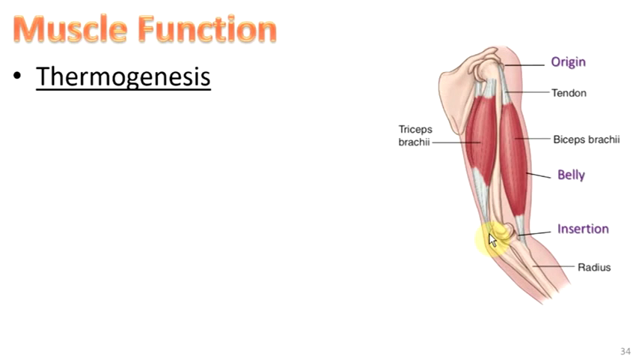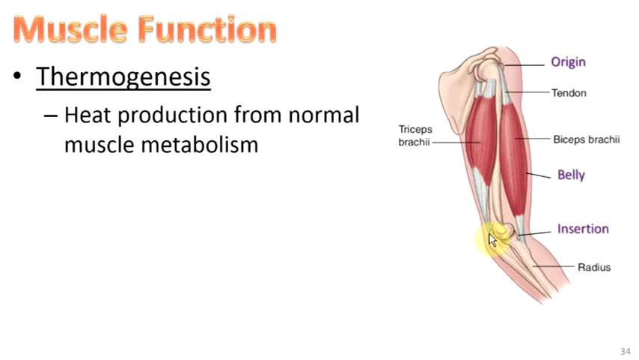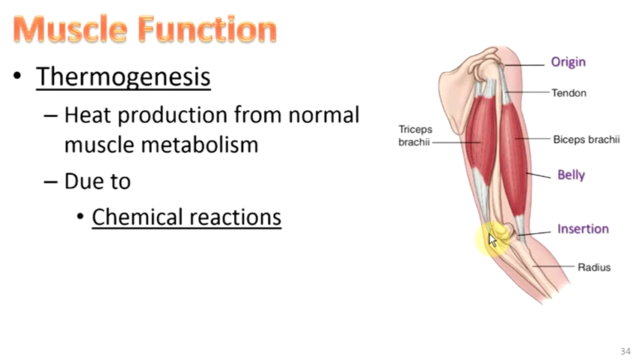means heat. Genesis means to generate. So this is the generation of heat from the normal metabolism of the muscle. And it's due to two things. Now, the main thing, by far, is the chemical reactions that occur. So you remember in Chapter 2, we talked about decomposition reactions. And so when we decompose a molecule, that means we break bonds. And when we break bonds, it releases energy.